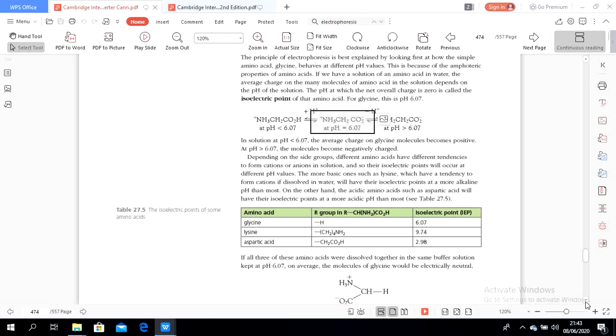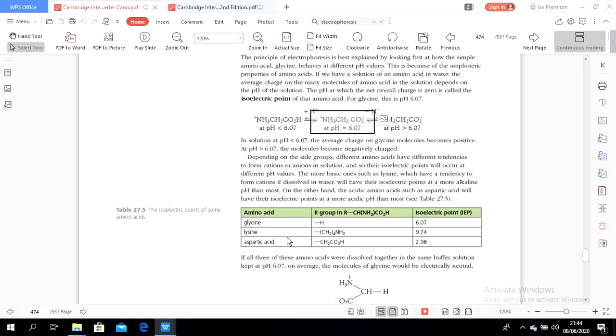The more basic ones, such as lysine, which have a tendency to form cations if dissolved in water, will have their isoelectric point at a more alkaline pH than most. On the other hand, the acidic amino acids such as aspartic acid will have their isoelectric points at a more acidic pH than most. So let's see here. Glycine, the R group in the amino acid is H.